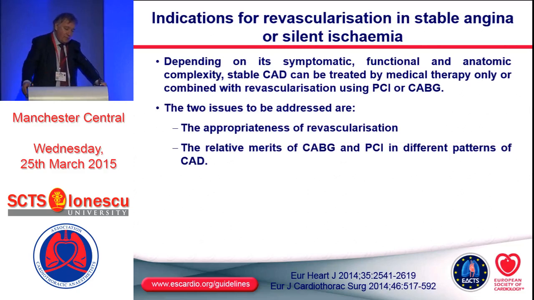Now, having said that, and as it was emphasized in the last presentation and in our discussion, depending on its symptomatic, functional, and anatomical complexity, stable CAD can be treated with optimal medical treatment only or combined with revascularization using PCI or CABG. So there are 2 different questions that we should address. The first is the appropriateness of revascularization, or is optimal medical treatment sufficient? And the second, if we go ahead for revascularization, the relative merits of PCI or CABG in different patterns of CAD.